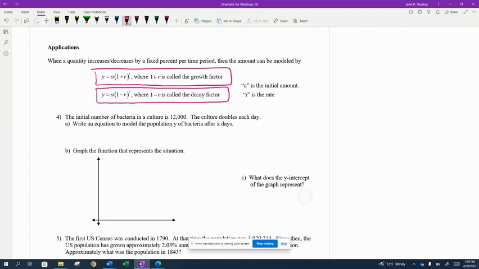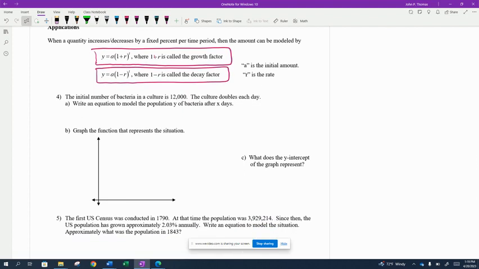So let's look at this first example here. We've got the initial number of bacteria in a culture is 12,000. The culture doubles each day. Write an equation to model the population y of the bacteria after x days. The first thing we're going to do is a is the initial amount. So I have y equals 12,000, because that was our initial amount in the culture.